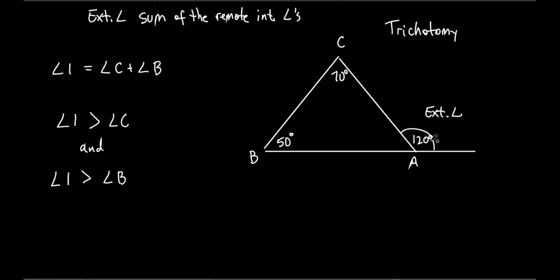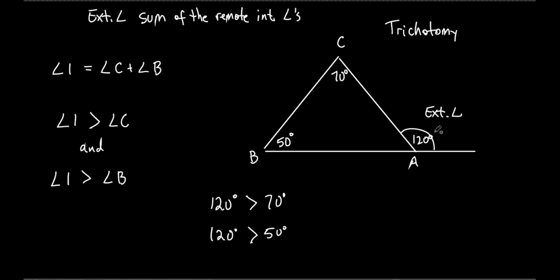So let's take a look at this. Let's compare 120 to 70. Is it equal? Is it greater than? Is it less than? It's greater than the 70. Let's compare it to the other angle. So this 120 is what compared to this angle right here? It's greater than 50. That's where the comparison property comes in.